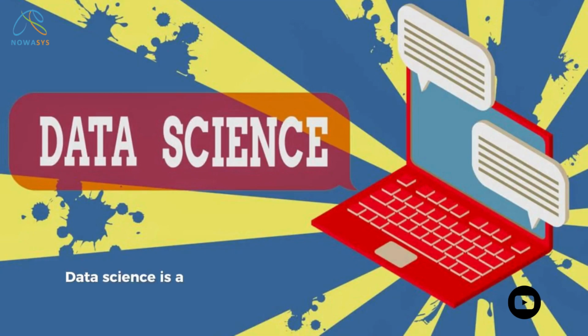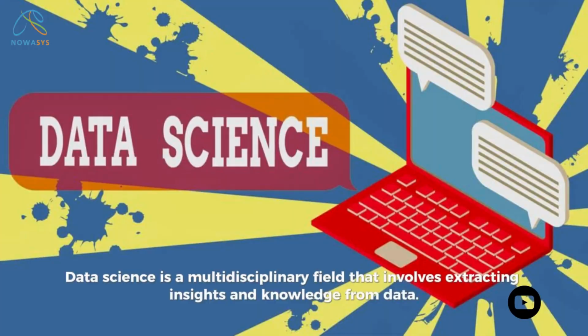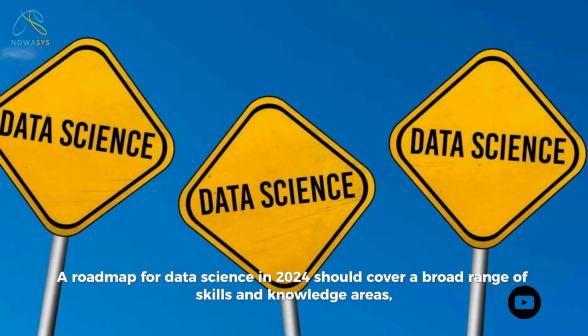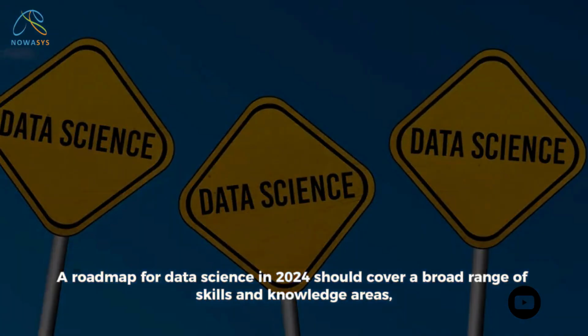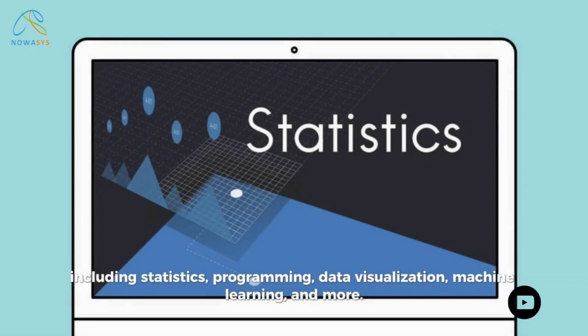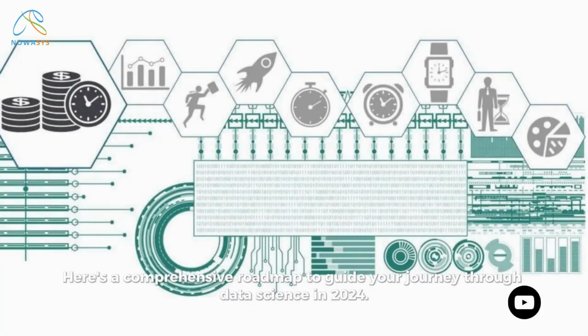Data science is a multidisciplinary field that involves extracting insights and knowledge from data. A roadmap for data science in 2024 should cover a broad range of skills and knowledge areas, including statistics, programming, data visualization, machine learning, and more. Here's a comprehensive roadmap to guide your journey through data science in 2024.